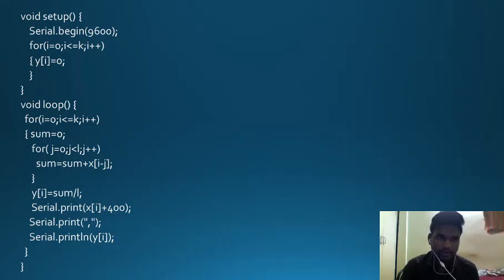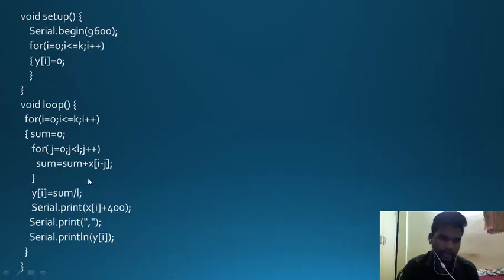This is the Arduino code to implement the moving average filter. Here we are going to initialize the output y. We declare the y array with a length of 1000 indices, and we set all the indices in the y array to 0 here.